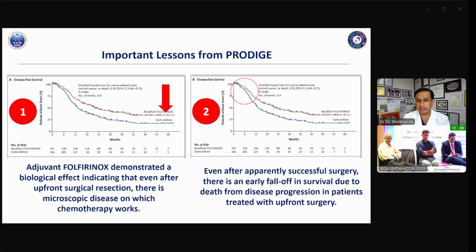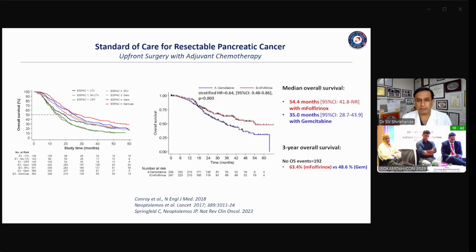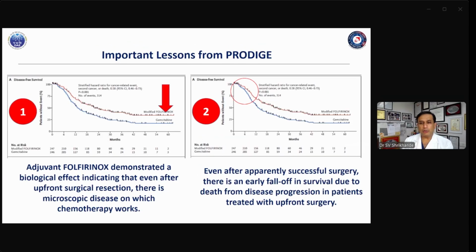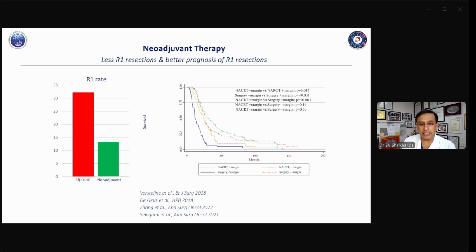And the right panel shows that even after apparently successful surgery, there is an early fall off. See that red circle in survival, due to death from disease progression in patients who have been treated with upfront surgery. So R0, good surgery skills, extremely important, but this is what the surgeon must evaluate, especially for BRPC and LAPC. And the other message is that you clearly need to give 6 cycles of chemotherapy. We have had multiple studies where if you give fewer cycles, patients don't live as long as in the landmark PRODIGE trial. So this was adjuvant treatment for pancreatic cancer.